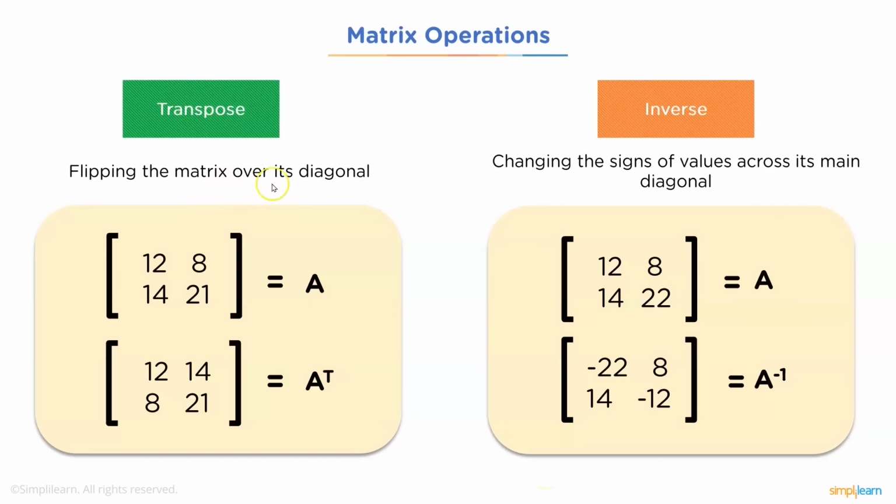Transpose, flipping the matrix over its diagonal, comes up all the time, where you still have 12, but instead of it being 12, 8, it's now 12, 14, 8, 21. You're just flipping the columns and the rows. And then, of course, you can do an inverse, changing the signs of the values across this main diagonal. And you can see here we have the inverse, A to the minus 1, and it ends up with, instead of 12, 8, 14, 12, it's now minus 22, minus 12.